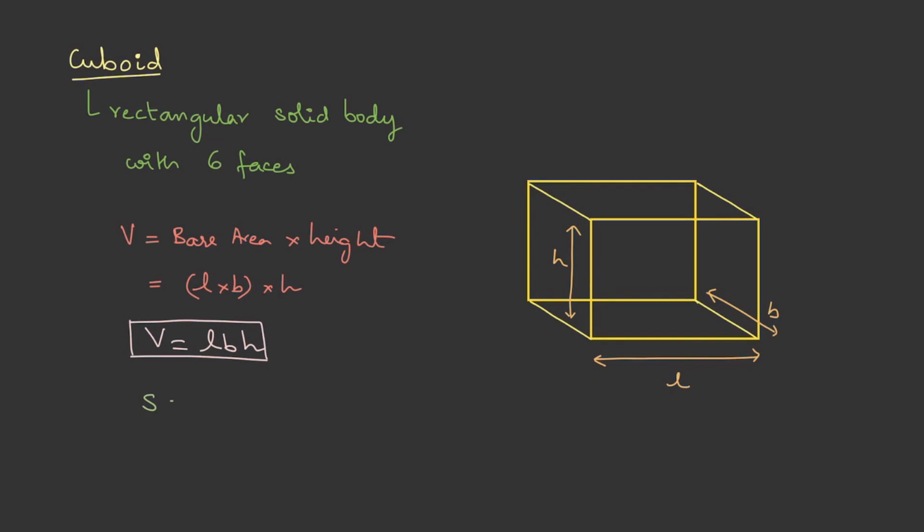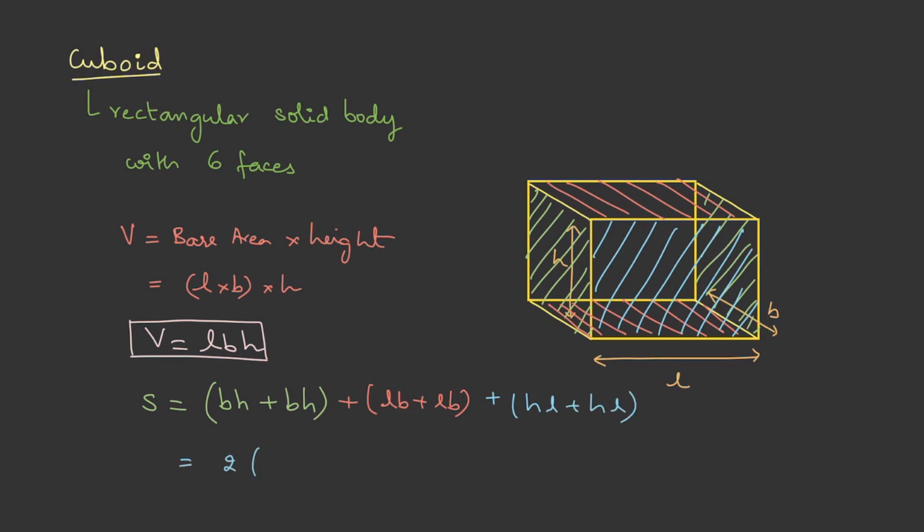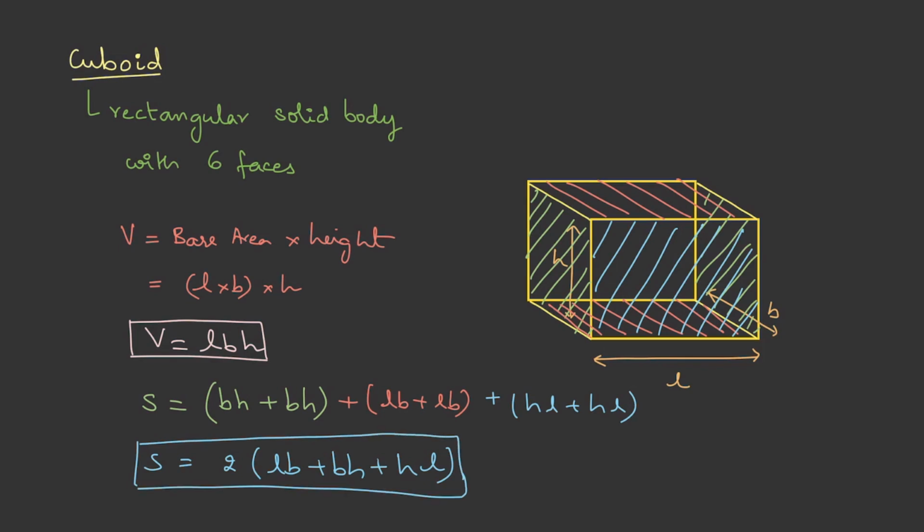Now coming to the surface area, we need to add all these side areas. Here you see this side is equal to the side which is BH plus BH. Then these two sides are equal, which is L into B, so LB plus LB. And finally, the front side is equal to the back side, that is HL plus HL. So together I can write 2 times (LB plus BH plus HL). This is the surface area of a cuboid. This much basics is enough. Let's quickly get into the question.